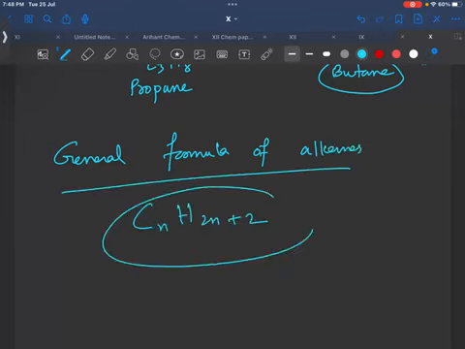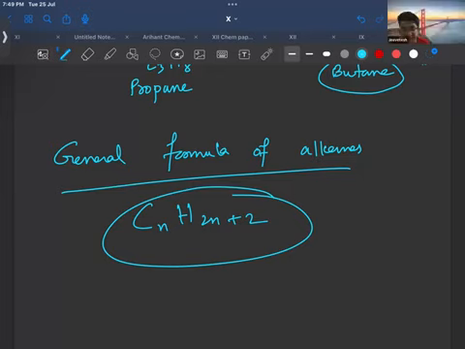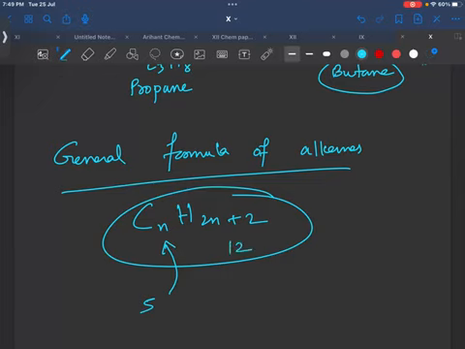CnH2n+2. Okay. So suppose someone asks for the formula of pentane, what value of n will you put? Sir, 5. Put n as 5, you will get 12. So the formula of pentane is C5H12. For butane it will be 4.